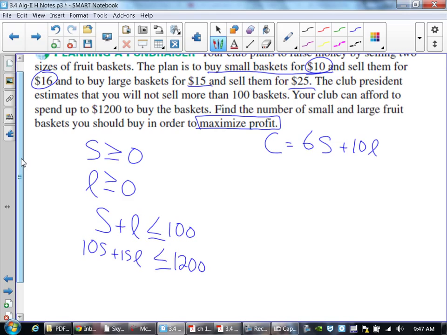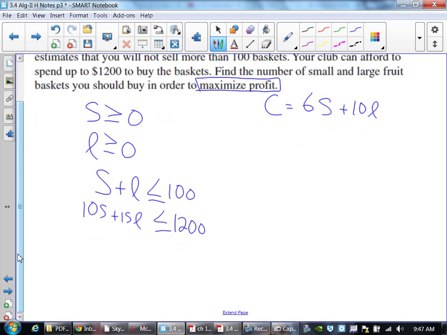Now, notice all you have to do is the same thing we did last night. We're going to graph it and find the intersection. So when we graph this, we know it's a first quadrant problem. And I also know that I don't have my axes labeled. Does it matter which one I call small and large? No. As long as I label it and keep it consistent, it's fine. It does not matter which axis you put it on. It'll still work.